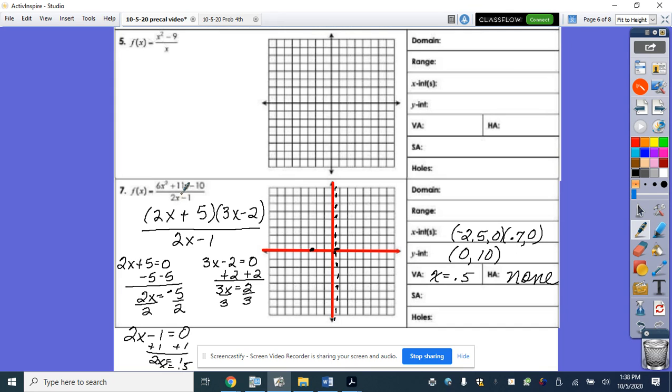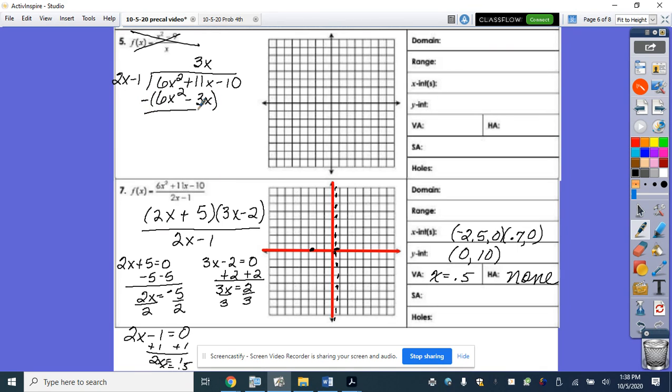So I've got to divide, okay, and I'm going to use the space up here for this one. And because I have this 2 in front of this, I need to do long division. So I have 2x minus 1 and 6x squared plus 11x minus 10. What do I multiply 2x by to get 6x squared? And that is 3x. So that gives me 6x squared. 3x times negative 1 is negative 3x.